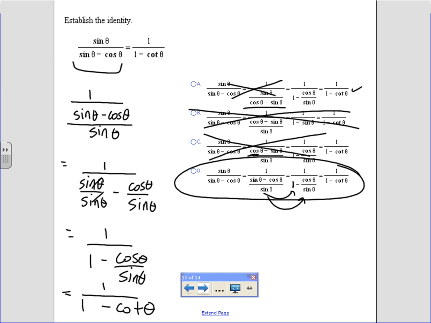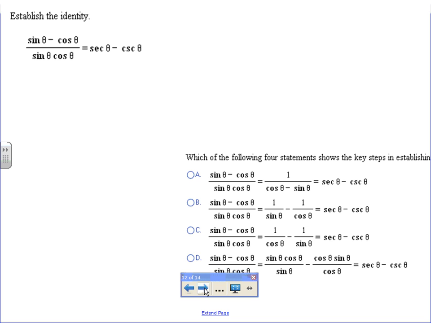All right, now let's just look at a couple more here. On this one, notice again here, we're going to secant and cosecant. That's what we're trying to get to. Now, let's maybe eliminate some choices over here. In this case, they have 1 over cosine theta minus sine theta equals secant theta minus cosecant theta.